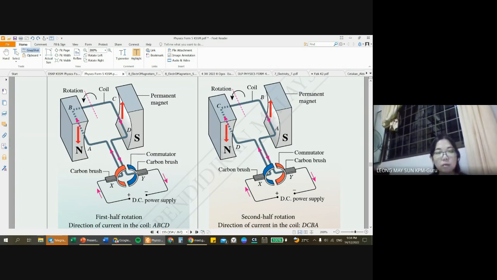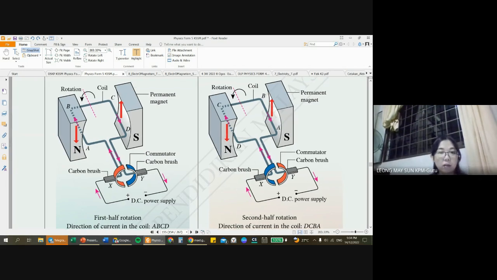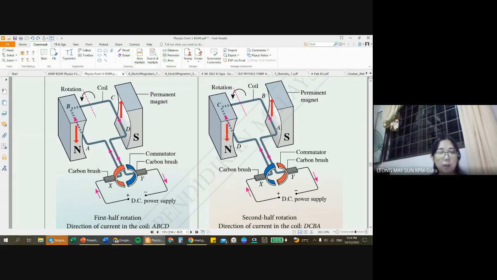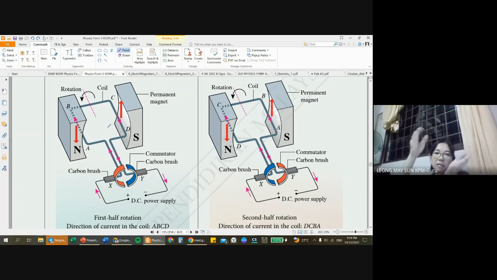Now, what I want you guys to focus on right now is the commutator. Okay, focus on the commutator right now. At the commutator part, what happens here is that you can see on the left side, it's orange color. Current goes from positive to the orange color commutator, entering A to B. All right. And then C to D coming out from the blue commutator to go to the negative terminal. When it turns, the blue color will actually flip towards the left hand side.